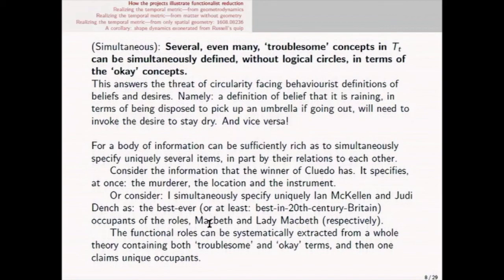But for a body of information that is quite rich and interconnected, you can simultaneously specify uniquely several items. And so the very poignant example that Lewis gives is the winner of Cluedo, where you give enough information to specify simultaneously the murderer, the location, and the instrument. And an example that we gave in the paper is to uniquely specify Ian McKellen and Judi Dench as the best ever occupants of the roles of Macbeth and Lady Macbeth. And so then the functional roles here can be systematically extracted from the whole theory, containing both troublesome and okay terms. And then one can try to claim unique occupants.